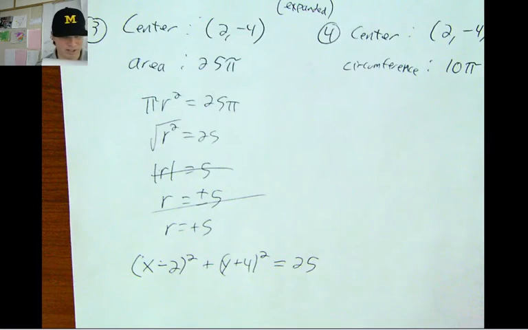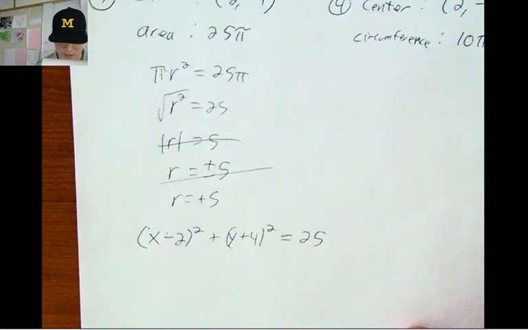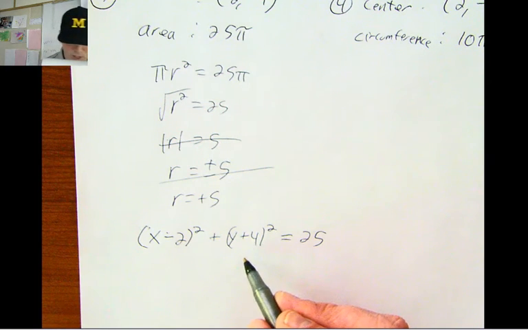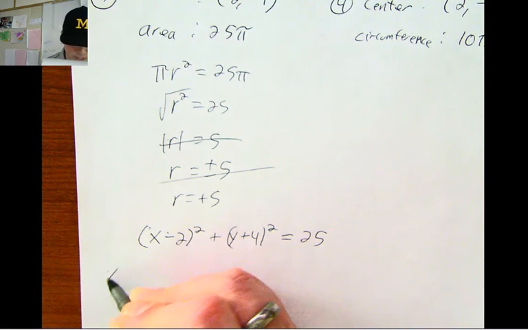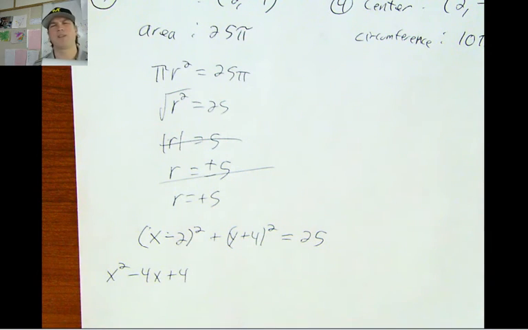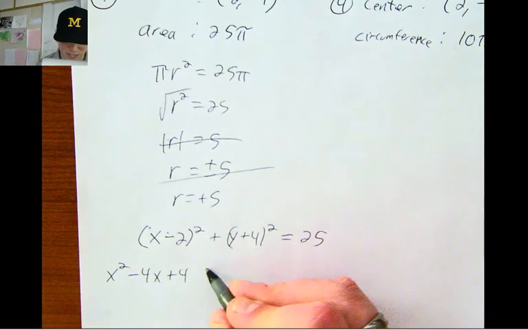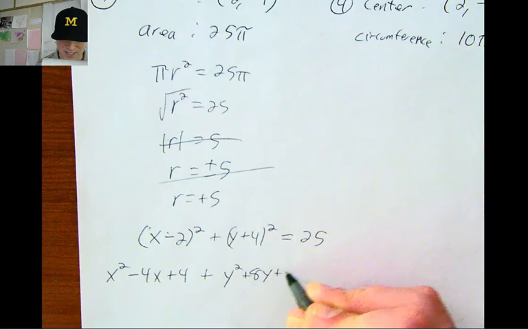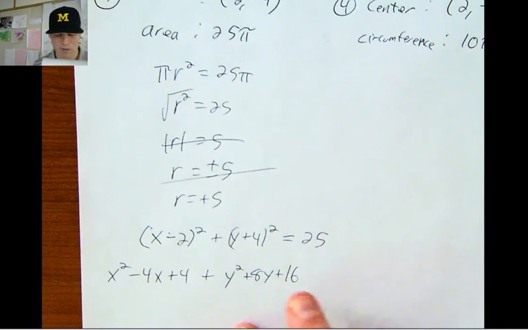And then to get it into general or expanded form, you FOIL this guy, you FOIL that guy. Foiling out this one, it becomes x squared minus 4x plus 4. Don't say x squared plus 4. Don't forget about that insides and outsides. Plus, this one becomes y squared plus 8y plus 16. Please don't forget about the 8y.